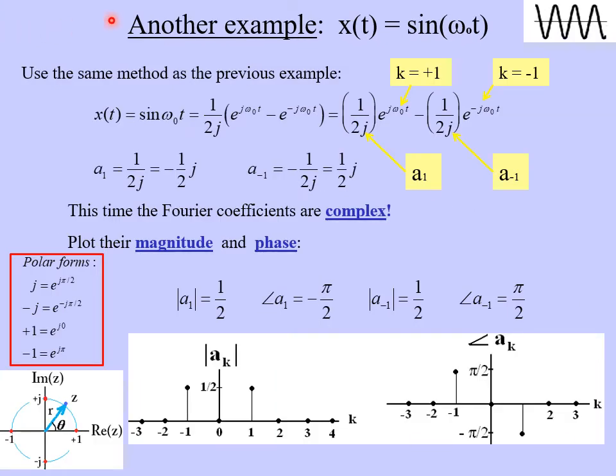Let's do another example. This one is very similar. Our signal x of t is equal to the sine of omega naught t. So we're going to use the same method. We're going to write the sine function using Euler's formula. So it's shown here. Now the main difference is that there is a j in the denominator, and there's this minus sign here. So again, I can distribute the 1/2j inside here, and I can compare and notice that when k is equal to 1, my a sub 1 must be 1/2j. That's the coefficient out in front.